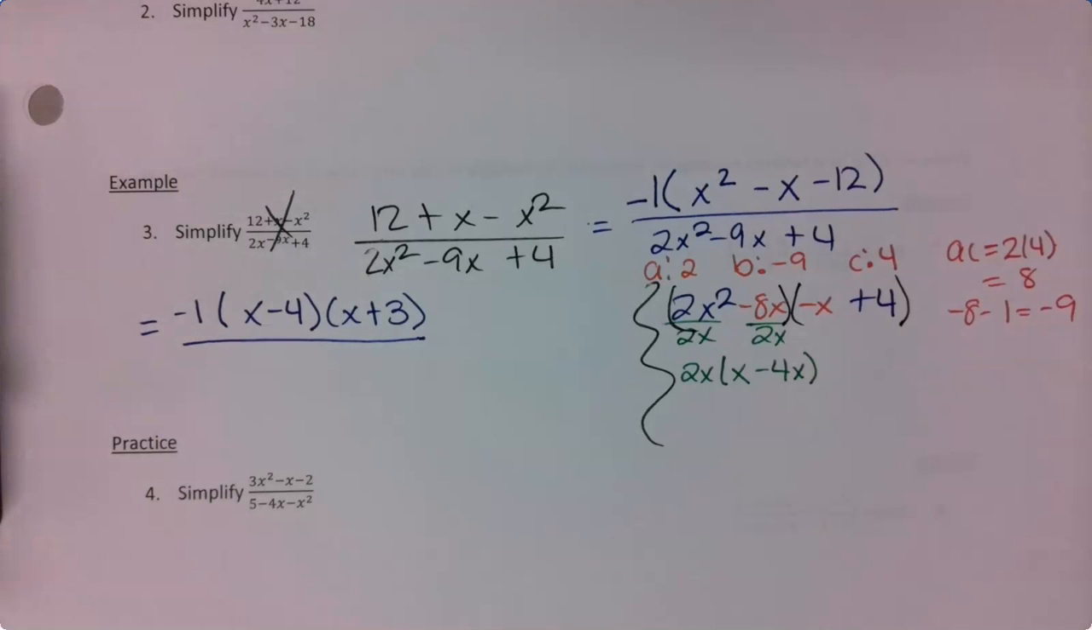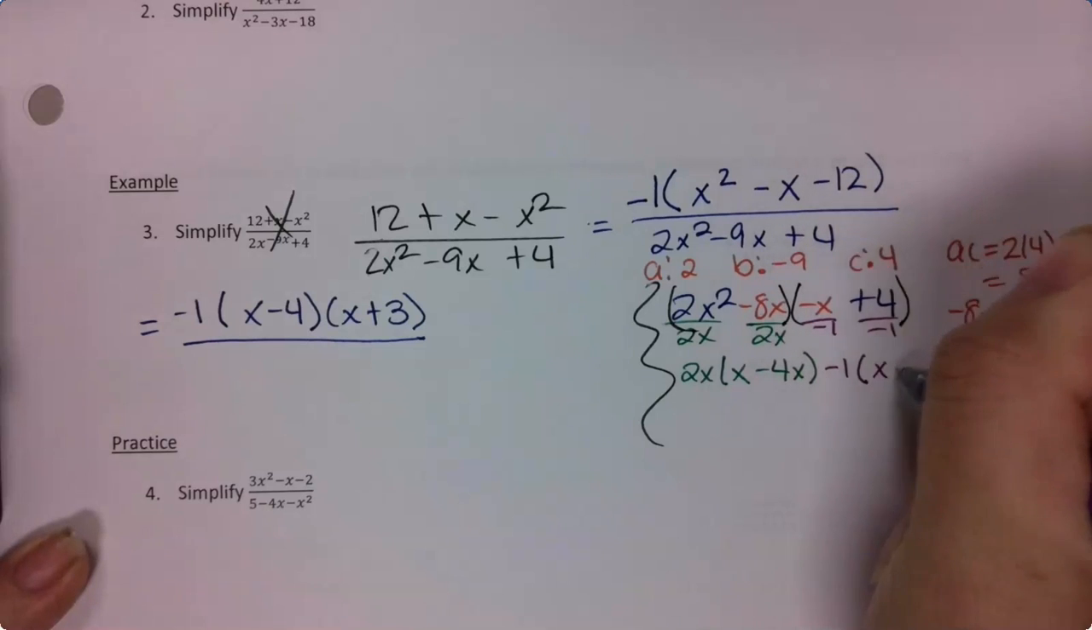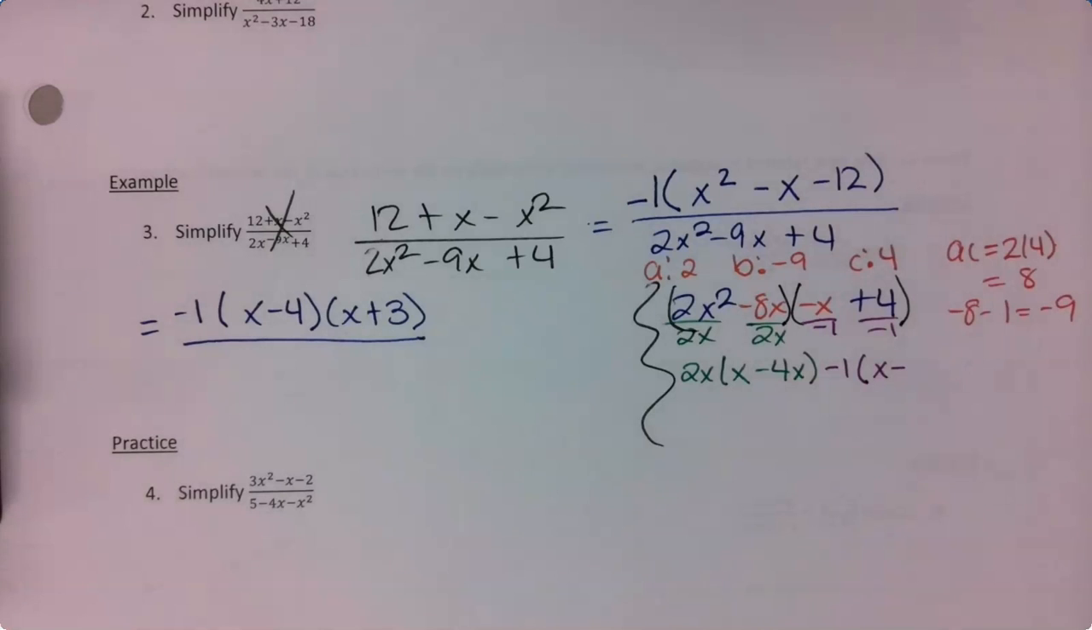On my second group, what can I take out? Ooh, why did I put a 4x in that first group?